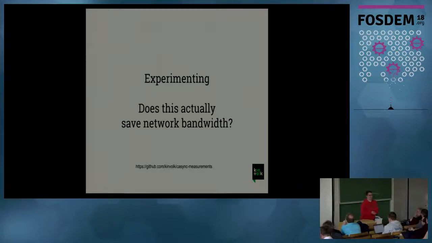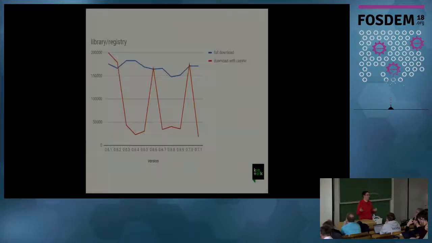So that was a bit of the theory, but in practice, does it actually work? To know whether I can save bandwidth with that idea, I ran some experiments and I have some scripts to test on different images to see if it works. The first image I tried was the registry image available on the Docker Hub. I downloaded a lot of different versions, from quite old 0.6.1 to 0.7.1. And in the blue line, I noted the size of the compressed Docker image, the size I would have to download if I were not to use CAsync.